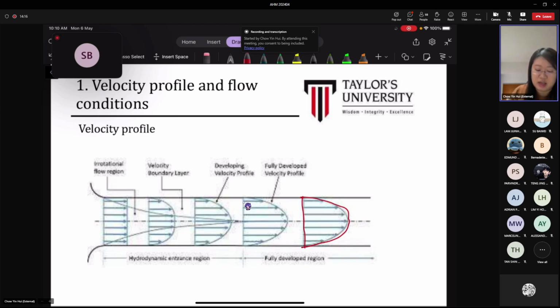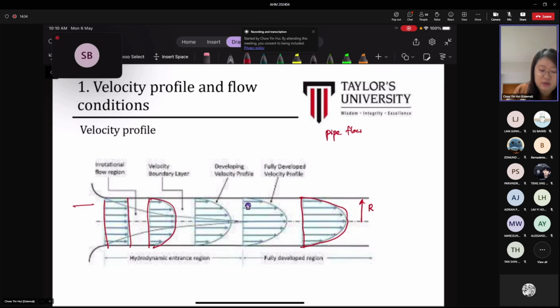And you can see that there are different shapes of velocity profile here, right? So what does it mean? Here, let's say this is the case where you have a pipe flow, and this pipe has a radius r. When the fluid first enters the pipe, at this region here that I'm going to highlight, it enters at a uniform velocity, let's say v naught. So you can see that the velocity is of the same magnitude when it first enters the pipe, right?